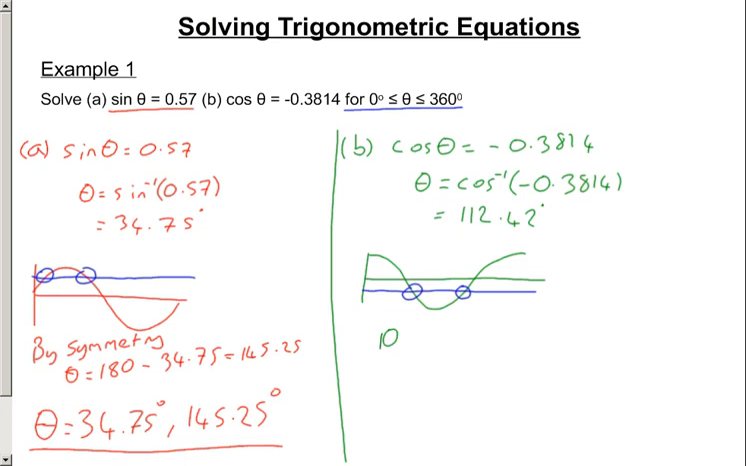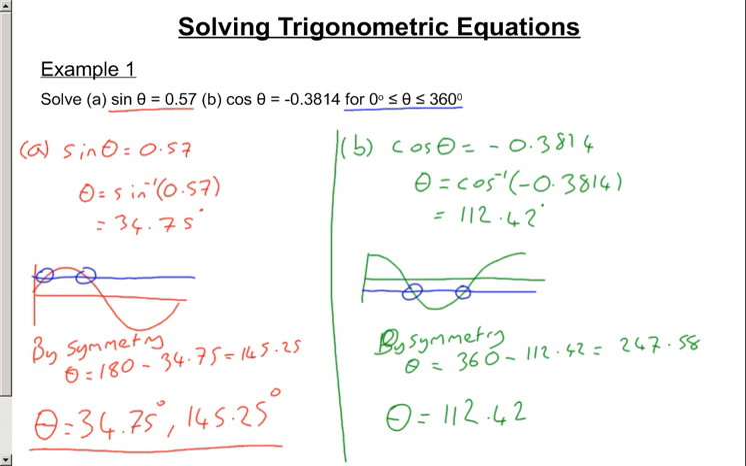So we also have by symmetry, theta is also equal to 360 minus what we got before, 112.42, which is equal to 247.58. So we have that theta is equal to 112.42 degrees and 247.58 degrees. Now those skills are really important, and we're going to go on to look at some harder examples now, but they're all going to make use of this skill.